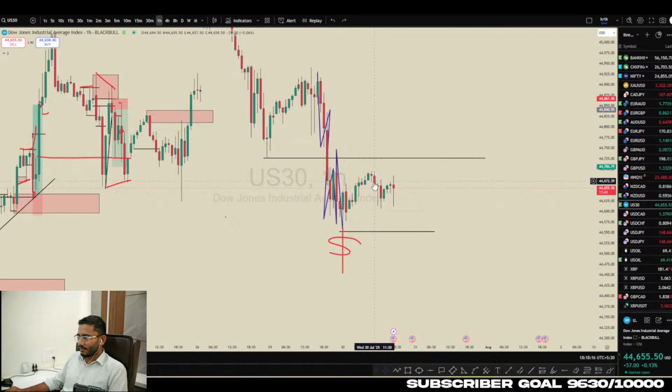So right now, just by looking at the chart, what we have to understand is we now have to find a new imbalance from this area till this. Okay, so in this move or in this move.